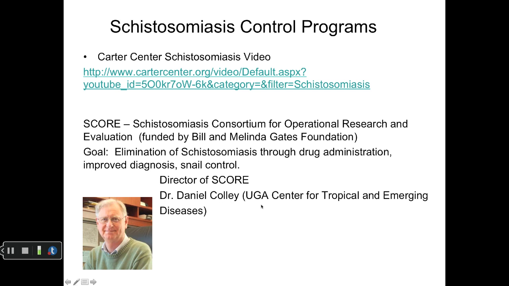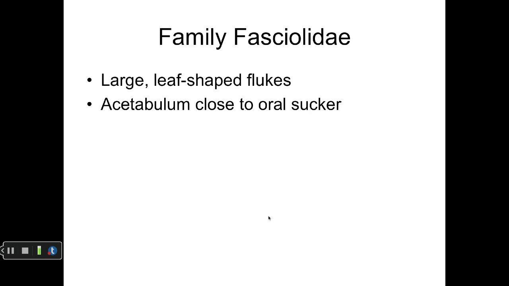The director of the SCORE project is Dr. Daniel Colley, who is the director of the University of Georgia Center for Tropical and Emerging Diseases. So moving on to some other important digenetic trematodes that cause disease in humans, we're going to first move on to Fasciola hepatica.